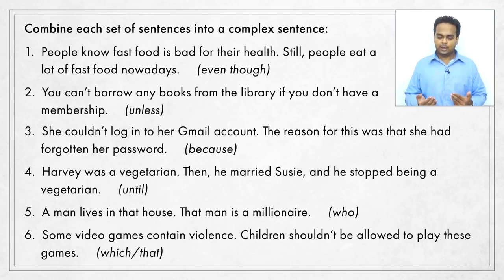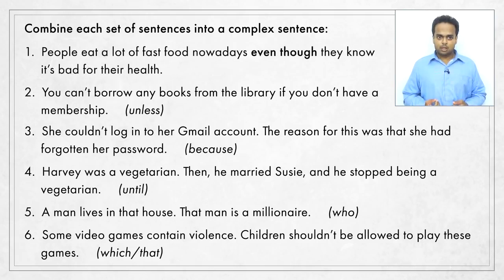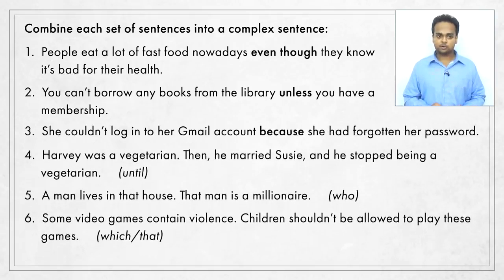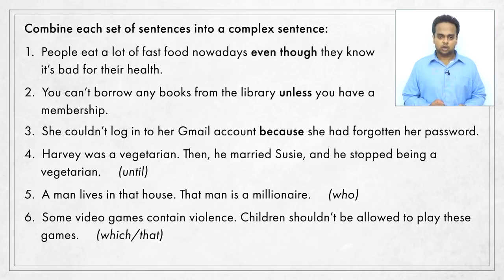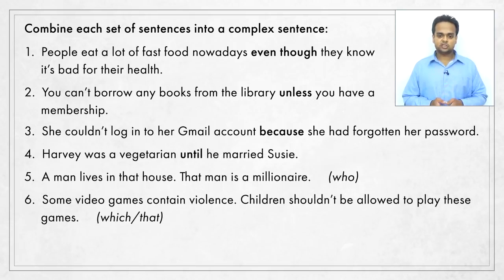Now there are different ways to rewrite each sentence. I'll give you my answers. Here's how I wrote the first one. People eat a lot of fast food nowadays, even though they know it's bad for their health. Number 2, you can't borrow any books from the library unless you have a membership. Number 3, she couldn't log into her Gmail account because she had forgotten her password. 4, Harvey was a vegetarian until he married Susie.